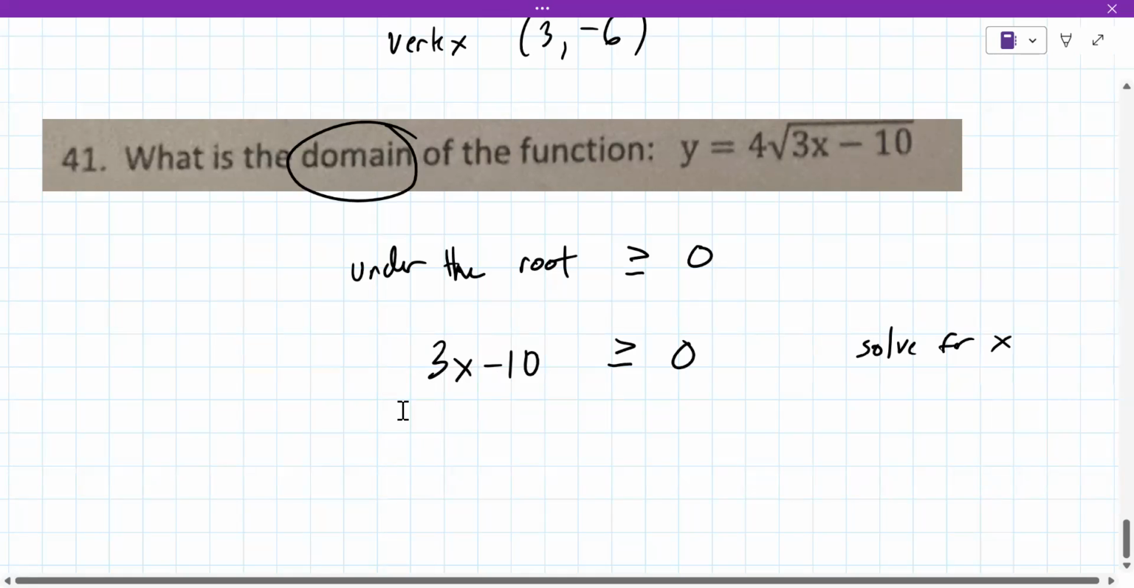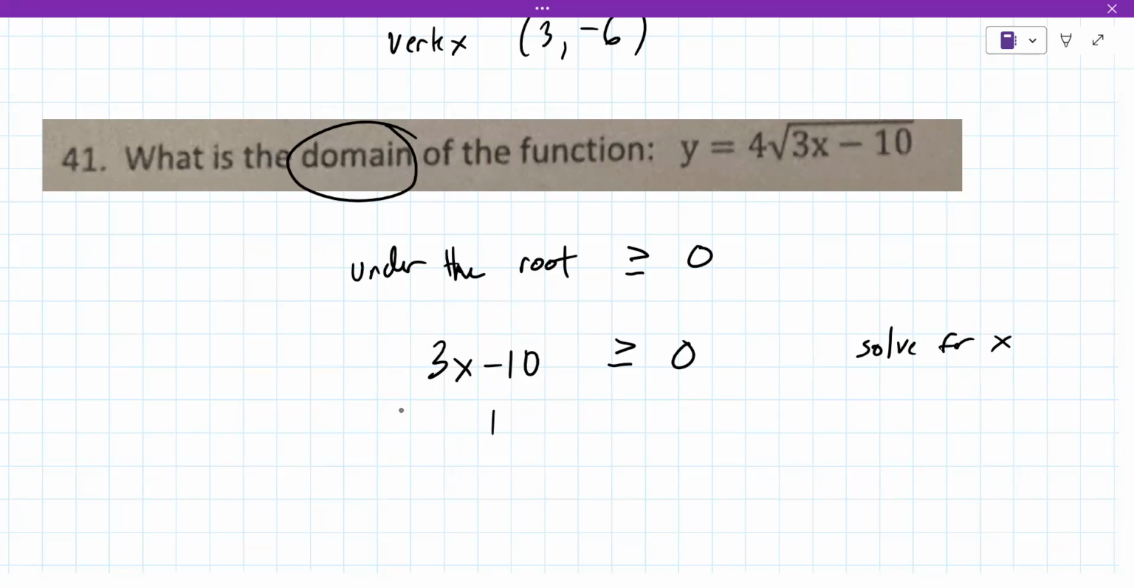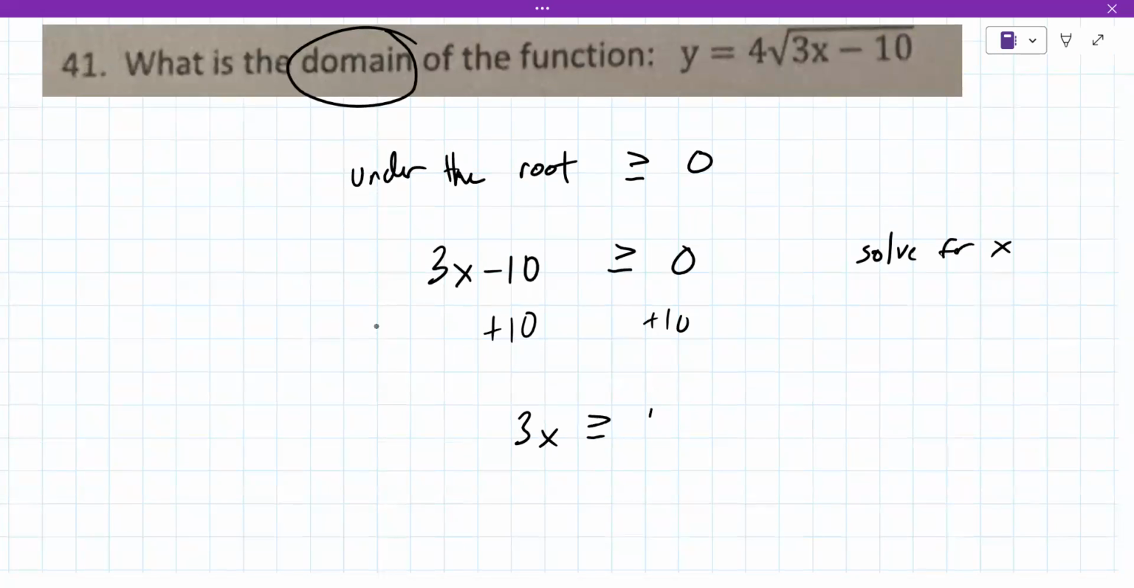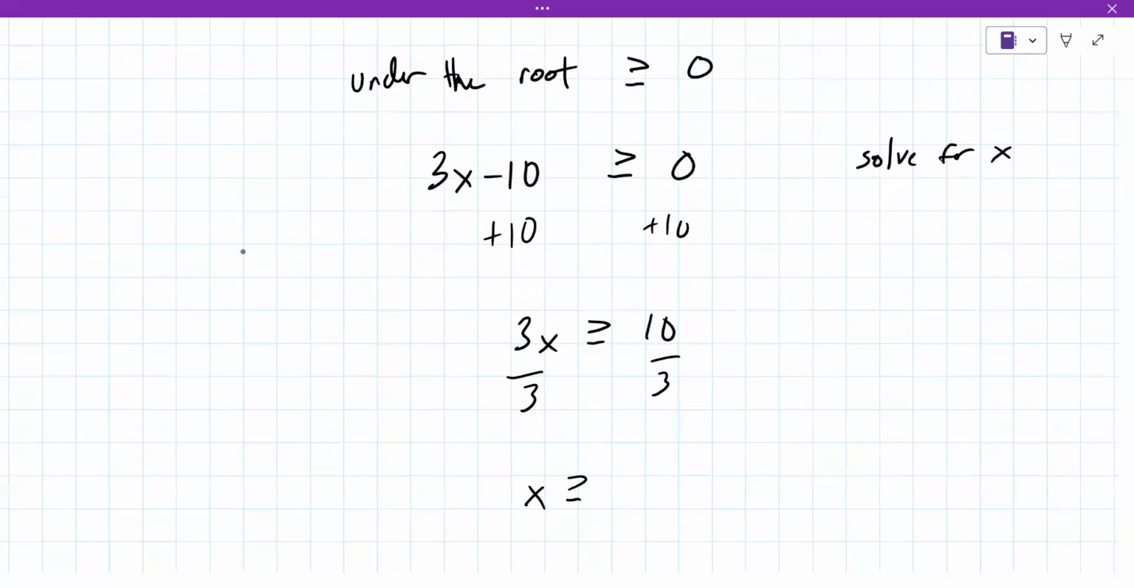Would you add 10 to both sides? Yes, exactly. And the 3x is greater than or equal to 10. And then you divide by 3. Yes, exactly. And you get x greater than or equal to 10 over 3, which is 3.3 repeating. You can just leave it as 10 over 3. That's totally okay.